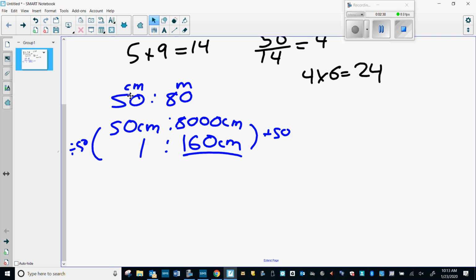Awesome. And the length of the real plane is 72 meters. What's the length of the model? I can do this. Do I have to do this one? Sure. There you go.